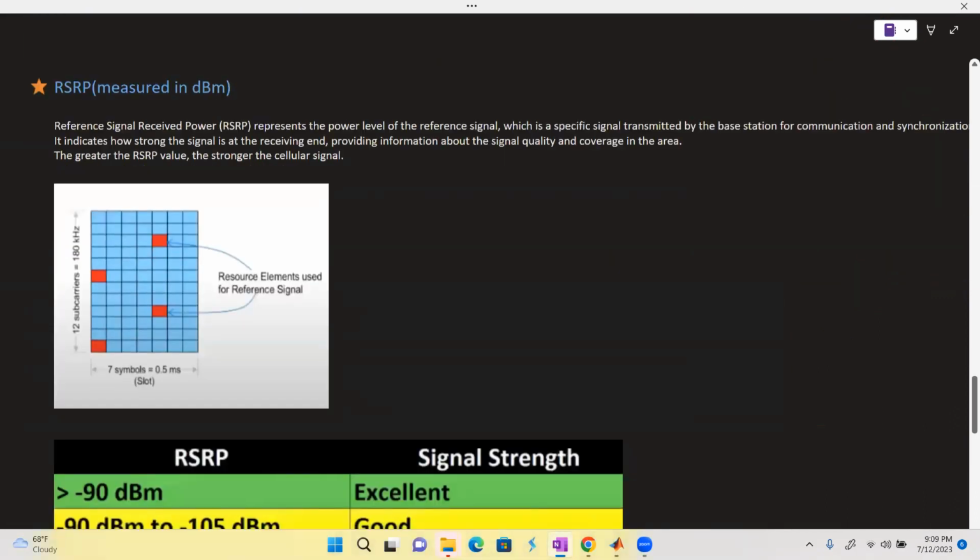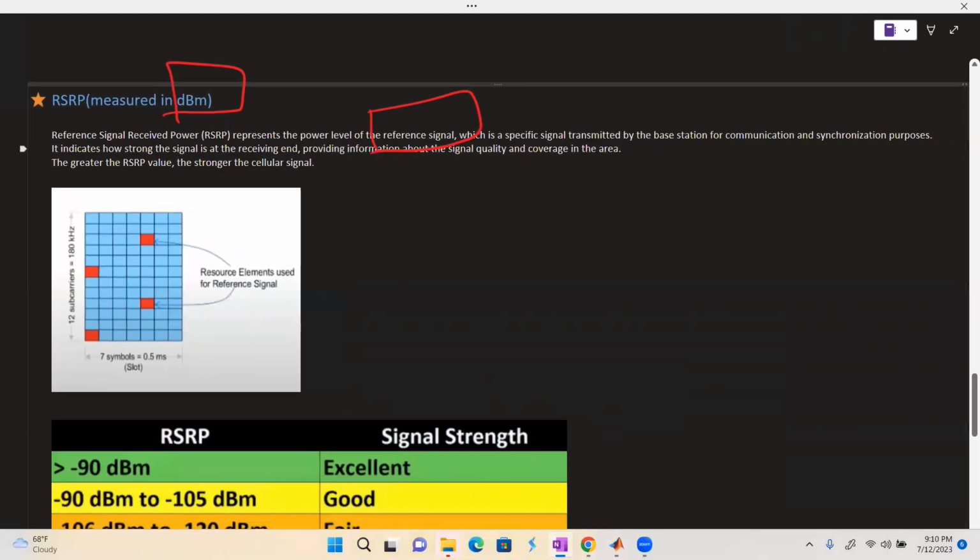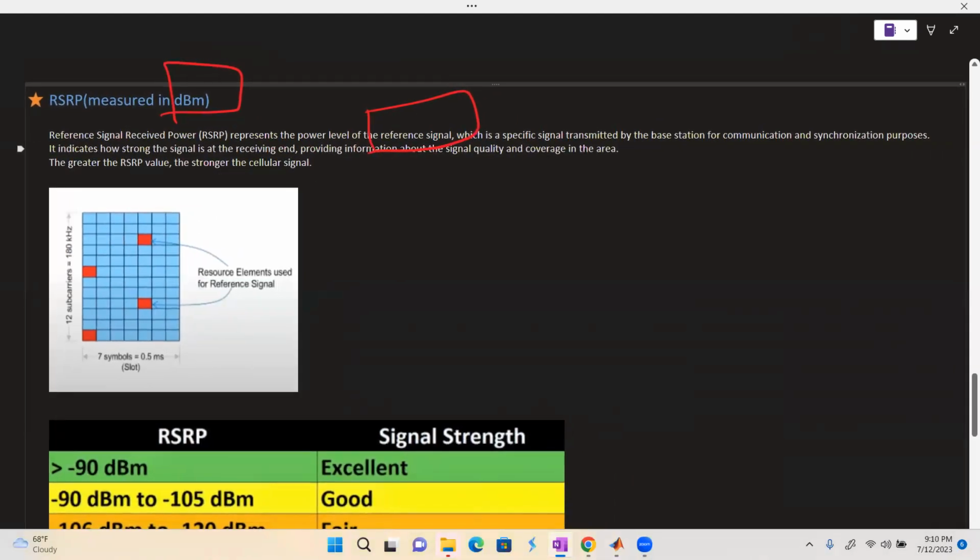Now let's go into RSRP. And this is very critical. RSRP is measured in dBm. So this is something interesting. RSRP stands for reference signal received power. This represents the power level of a reference signal which is transmitted by our base station. So what do you mean by reference signal? A reference signal is nothing but a signal that the mobile phone already knows about. So the mobile phone knows that the base station is going to transmit this particular reference signal at this frequency at this time.